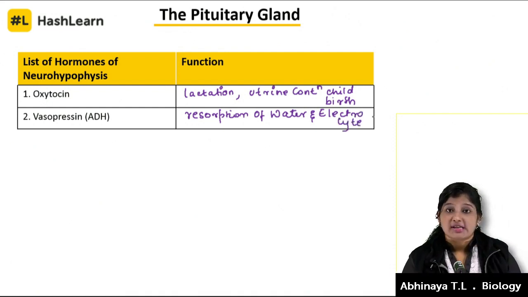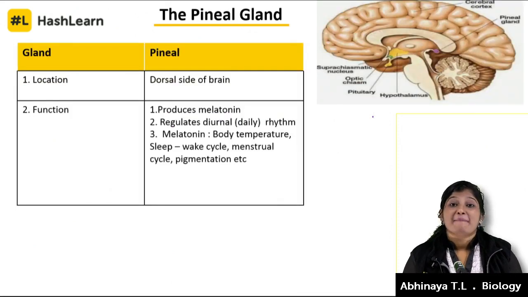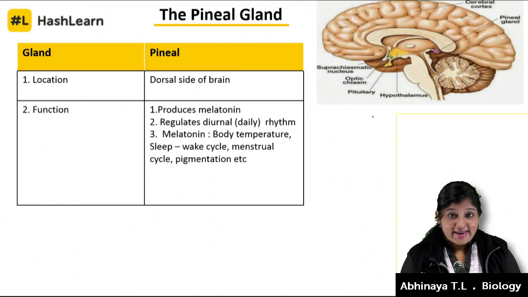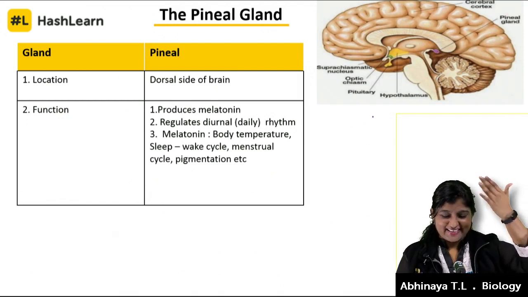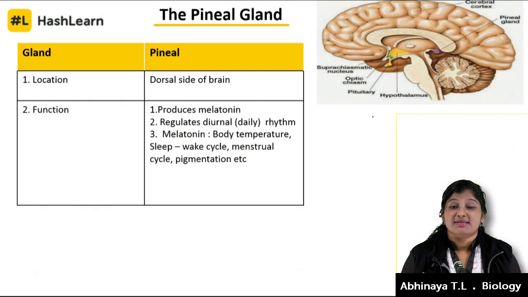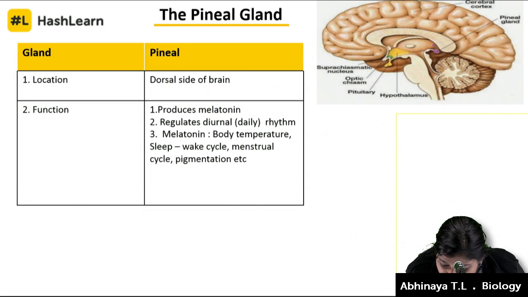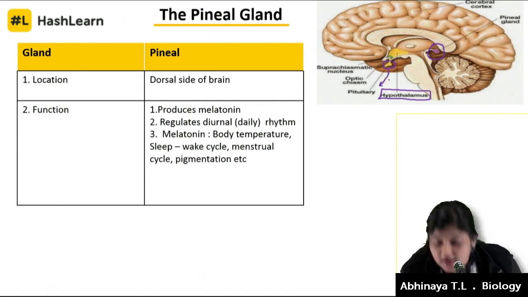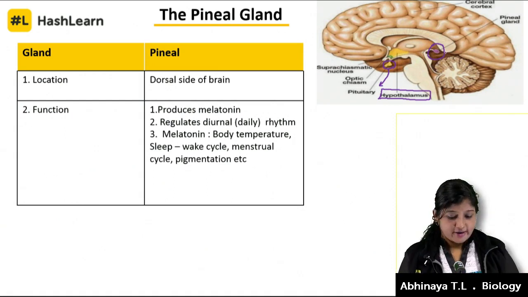So we are done with the pituitary gland. We talked about the hormones. We'll talk about the pineal gland. Again, I've put a brain structure over here, if you see. The pineal gland is present on the dorsal side of the brain. Okay, so here is where the pineal gland is present. This is the hypothalamus. Hypothalamus is connected to the pituitary, you can see in this image, and the pineal gland is present on the dorsal side of the forebrain.